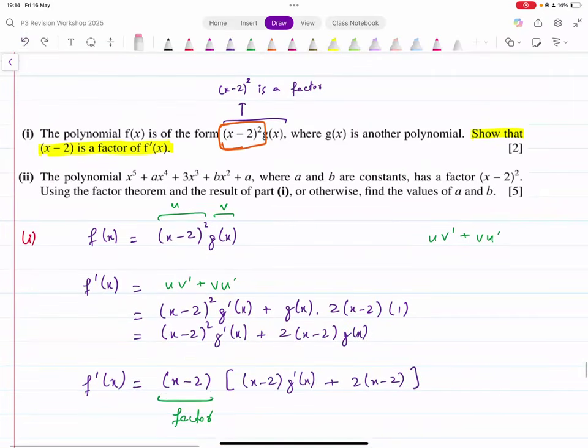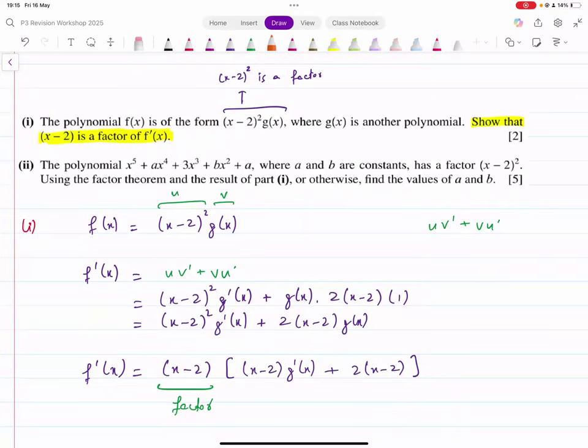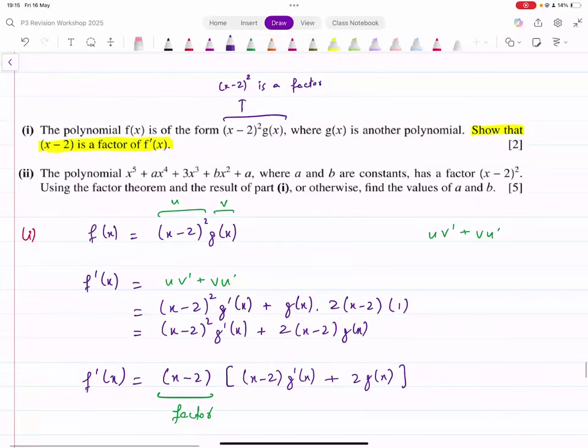Now, if we look at the form that we had given for f of x in the first part, that was x minus 2 whole squared into g of x. X minus 2 whole squared is common with that whole expression. Okay, I'm sorry. What am I doing? I took x minus 2 common outside, and that left me with 2g of x here. Yeah. Okay, let's actually go back to that now.